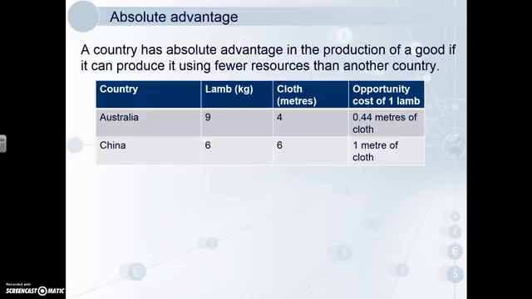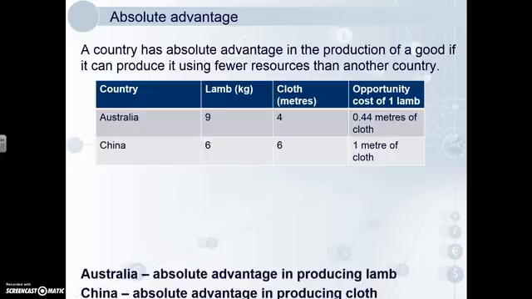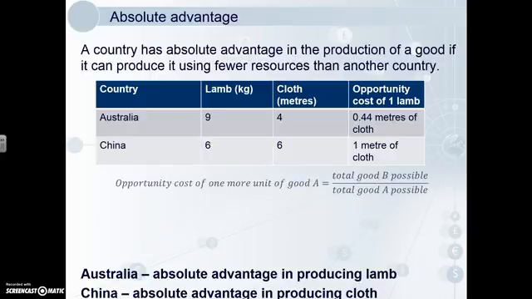Therefore, we can see that Australia has the absolute advantage in producing lamb, and China has the absolute advantage in producing cloth. We can also calculate the opportunity cost for each country of making 1 kilo of lamb. This will be useful later. The equation is as follows. The opportunity cost of one more unit of good A equals the total good B possible divided by total good A possible.